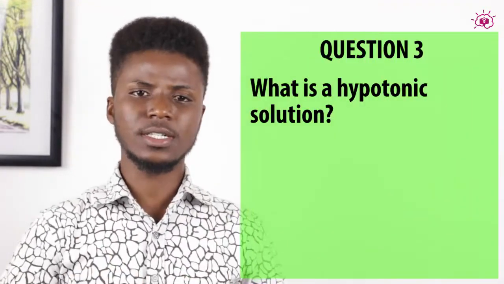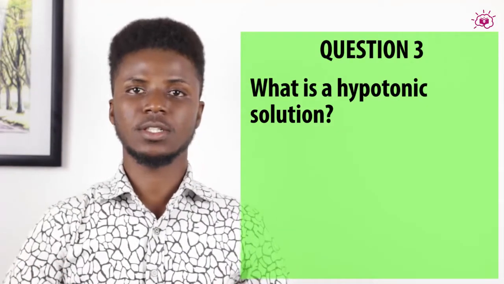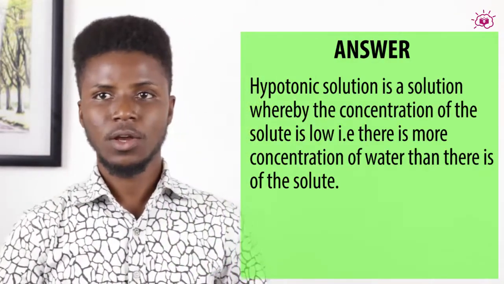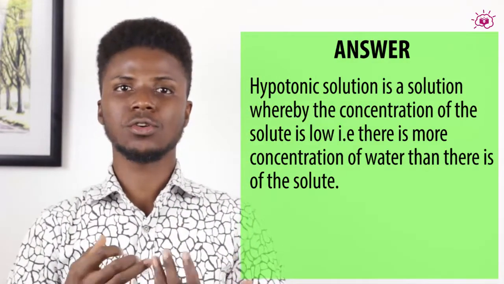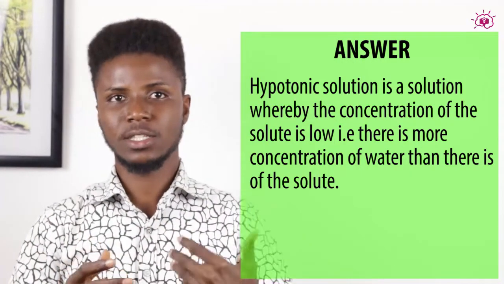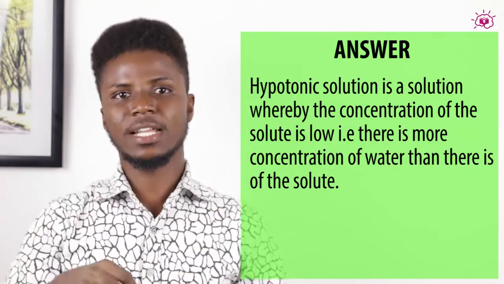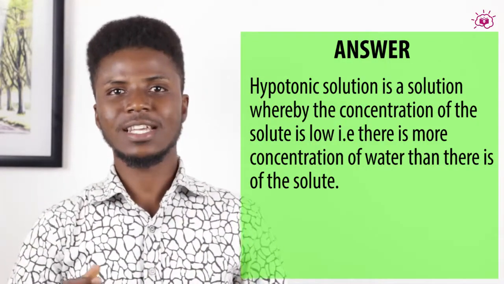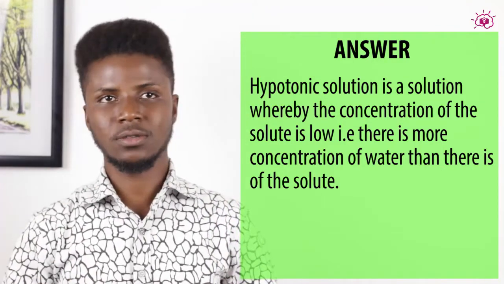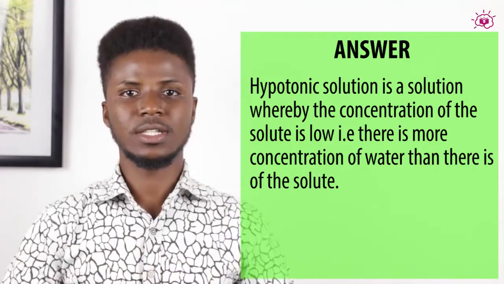And this question states, what is a hypotonic solution? Basically, a hypotonic solution is a solution where the concentration of the solute is low. There is more concentration of water than the concentration of the solute. When a cell is placed in a hypotonic solution, it actually takes in water from the solution because it will have a hypertonic solution within itself.